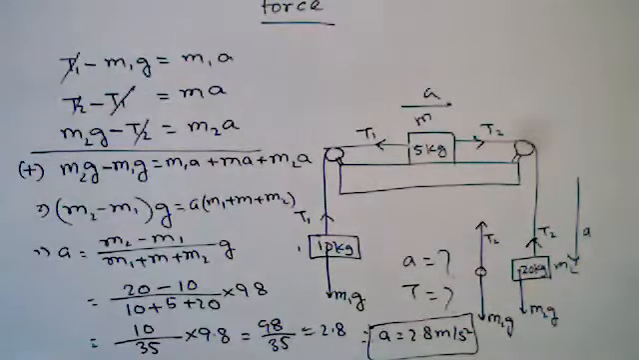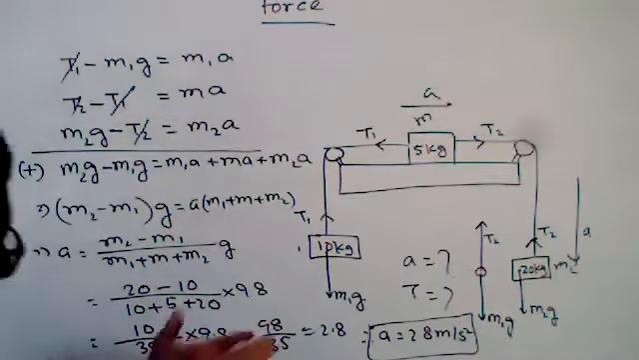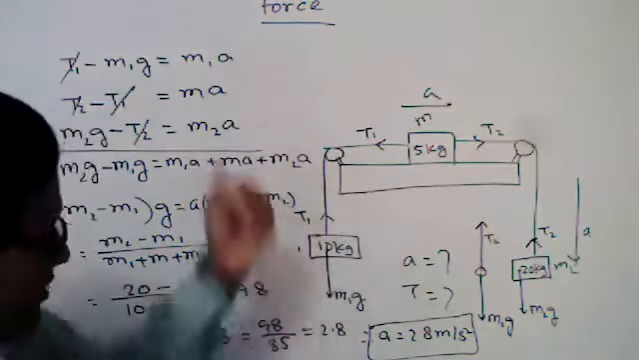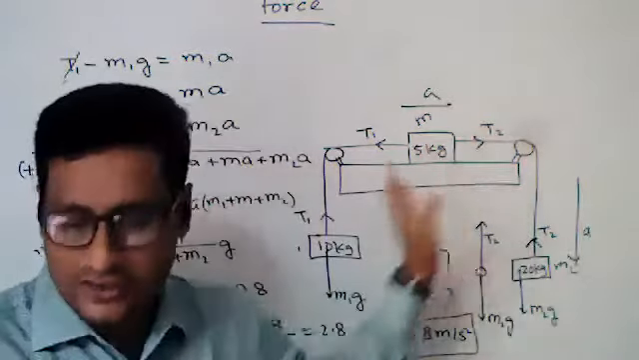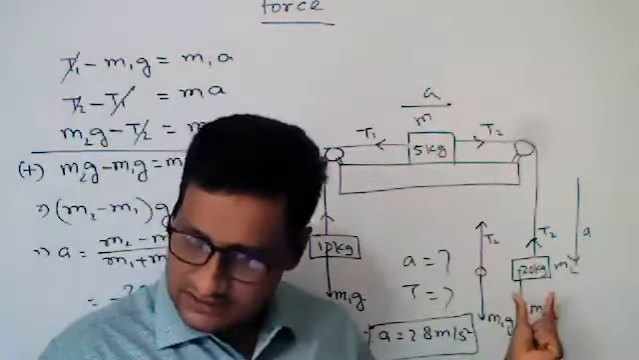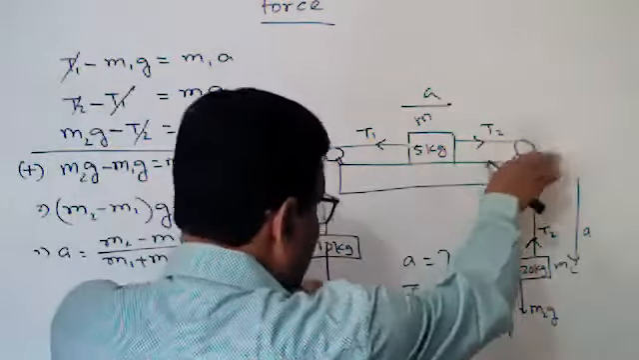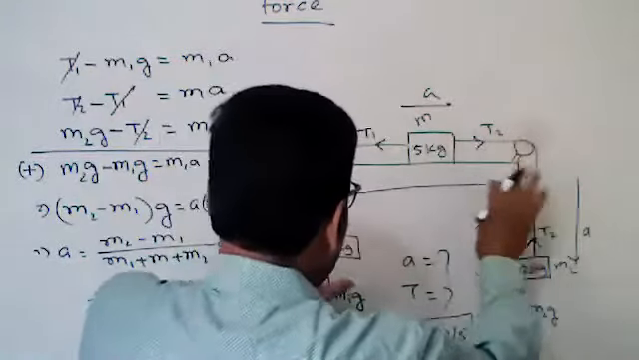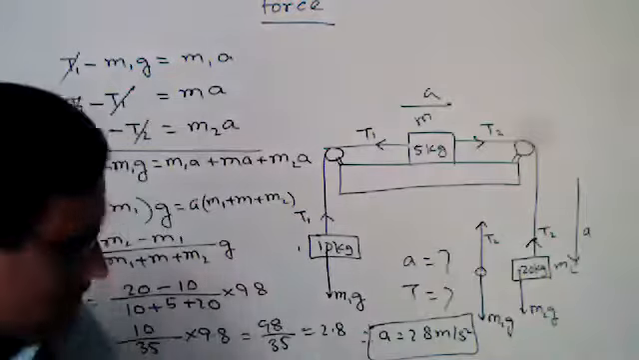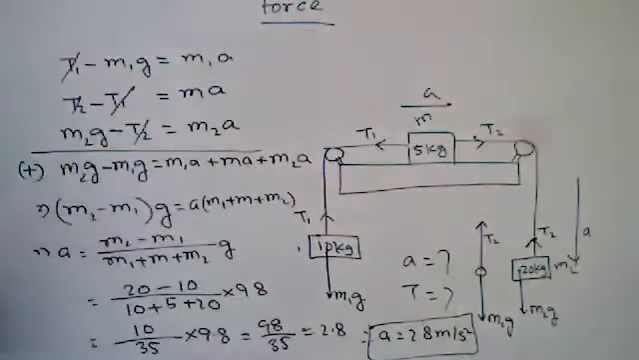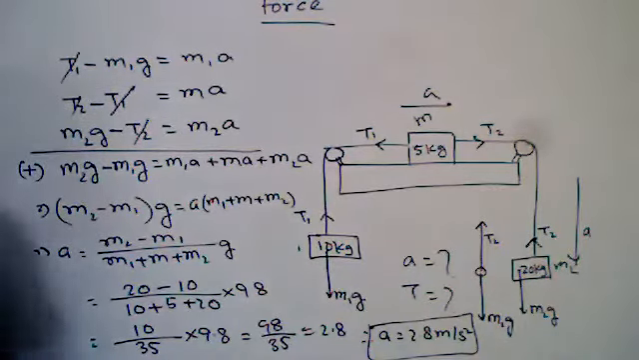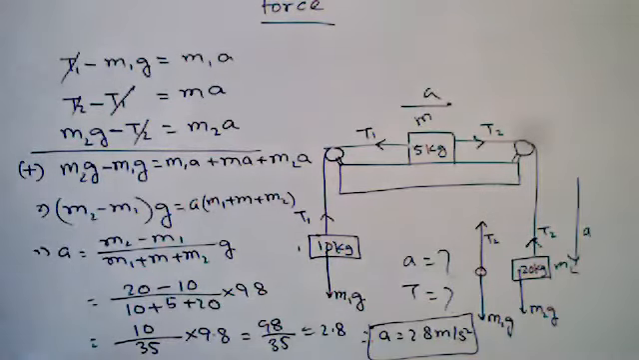Sir, why is T1 greater than M1G? Because the object moves upward, because this is a frictionless surface. This mass is more, so the object moves downward. If the object moves downward, it will be moved in this direction and the other will move in the upward direction. So T1 is greater than M1G. Understand or not? Yes, sir. Okay, so you have to remember this type of problem.